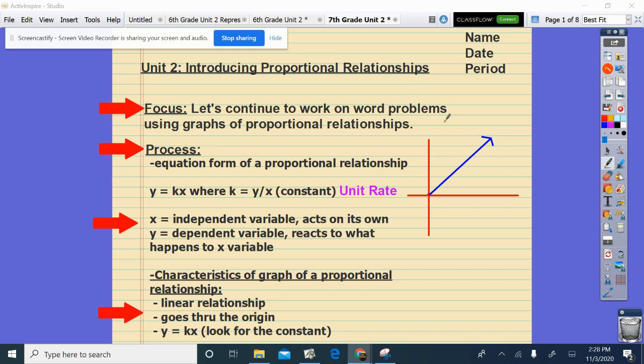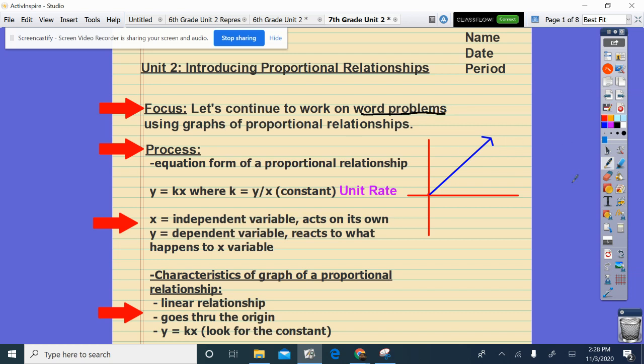And once again, the red arrows are just highlighting important information that you should be writing down in your notes. So if you haven't taken notes, you should start doing so now. The benefit of this is you can stop the video and do that. So once again, stop the video if you need to. Today's focus, let's continue to work on word problems using graphs of proportional relationships.